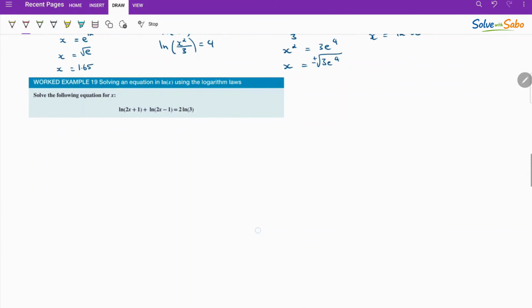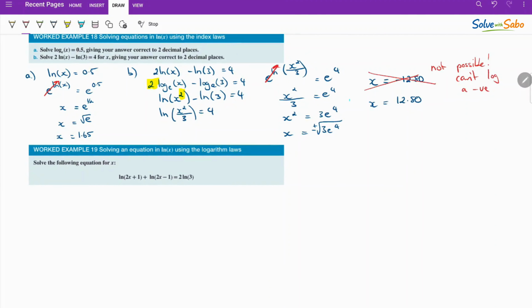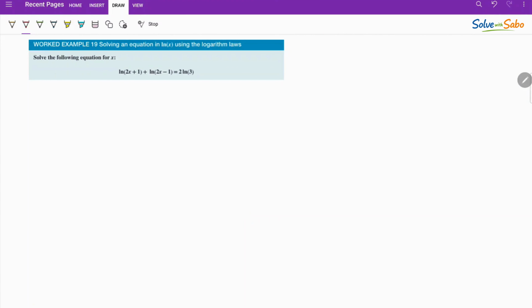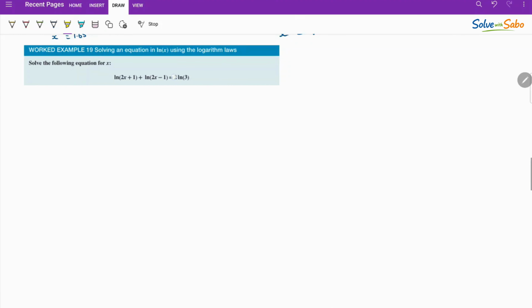Alright, next example here. We're going to solve this lovely equation. Let's move on past these ones. We're going to solve for x. So, just like before, we need to be thinking, what are my log laws and how do I use them? So the first thing I'm going to be looking at is, we've got another little pesky 2. Now these are all log base e, because they're all ln, ln, ln, so that's all good. However, we do have a little pesky 2 out the front here.